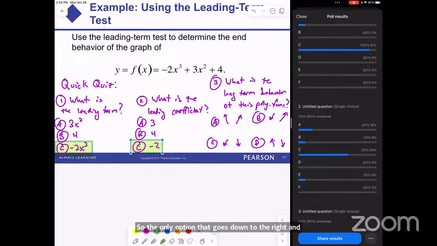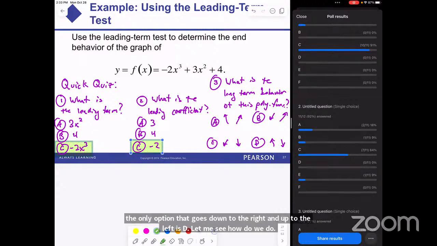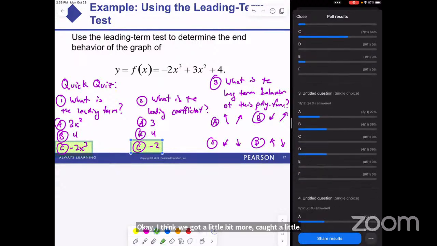Let me see, how do we do? Okay, I think we got caught a little bit more off guard with that one, right? Yeah, D was the only one that goes down to the right and up to the left. Okay, so not bad, not bad.